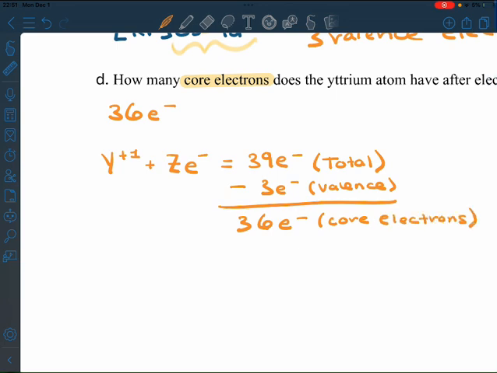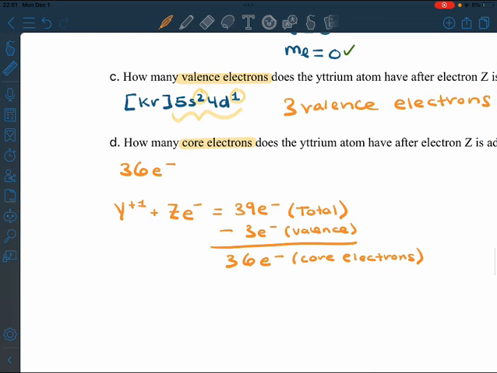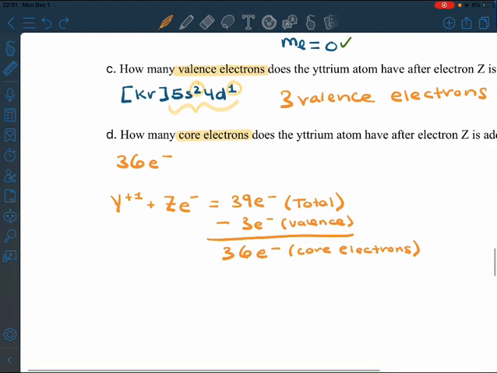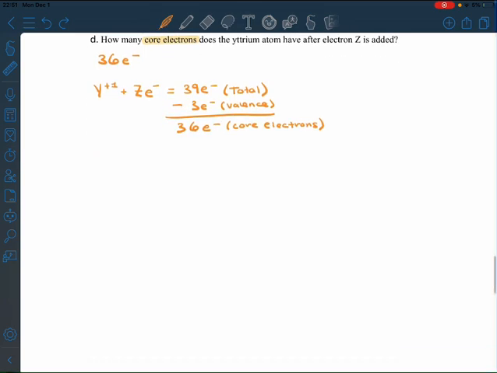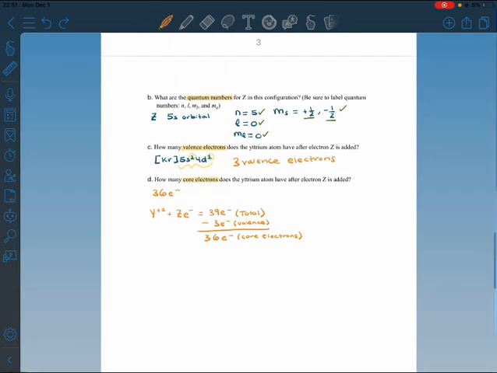So you can either use the electron configuration shortcut and look at that noble gas, which I think would be the easiest way to do it. So yeah, I think that's a wrap. Cool.